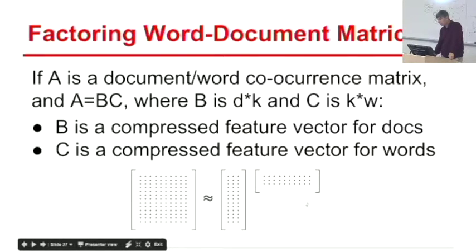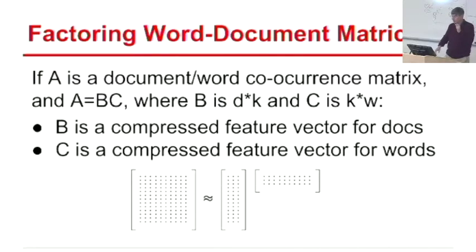Likewise, if we take a look at this thing, I claim we get a compressed feature vector about words, okay, that can be used outside this application. Has everybody seen? Now I've got a very portable feature representation about words I can use for anything I want, okay? So factoring matrices gives us a way to identify interesting features if we can factor it. Any questions about that? Yeah.